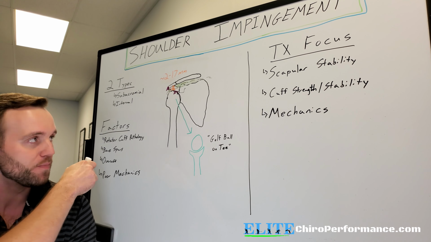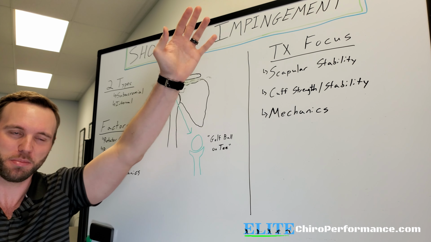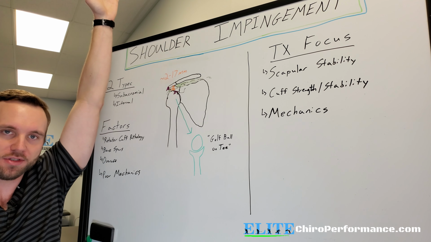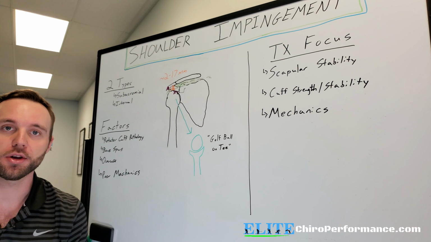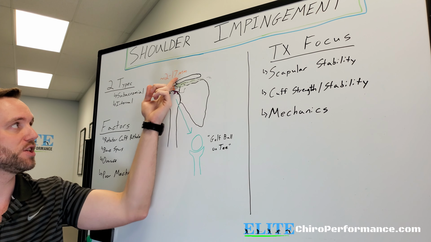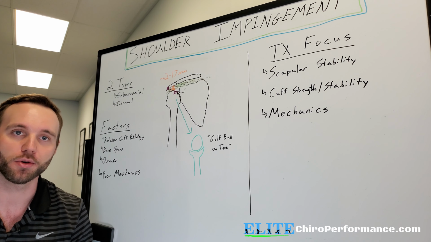You also might see what's called the painful arc, where the initial lifting of the arm is maybe not so painful, but from here all the way up to here, it's a little bit pinchy, a little pain. But then when you get over the top, you're like, okay, it feels a little better. That's what we call a painful arc, and it's just a changing of the space in the subacromial area, okay?